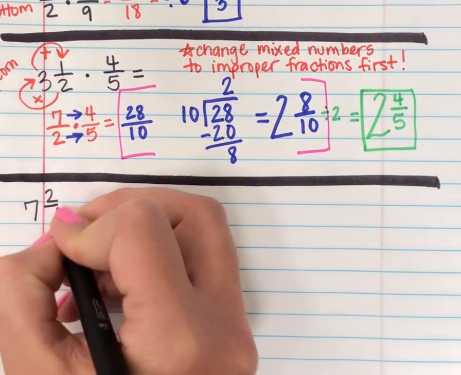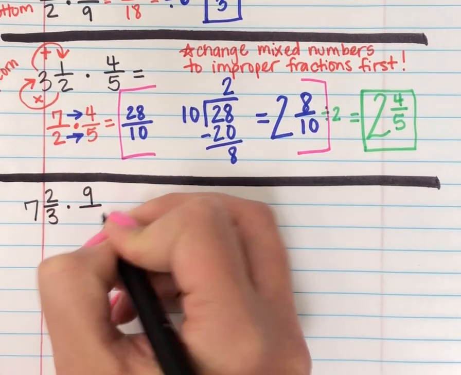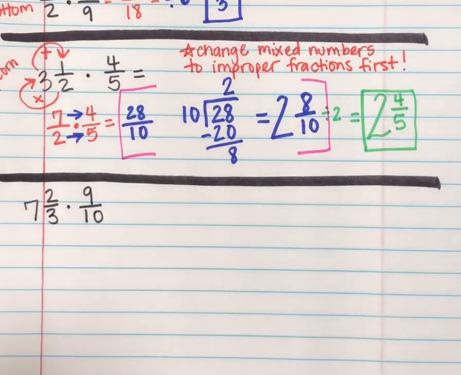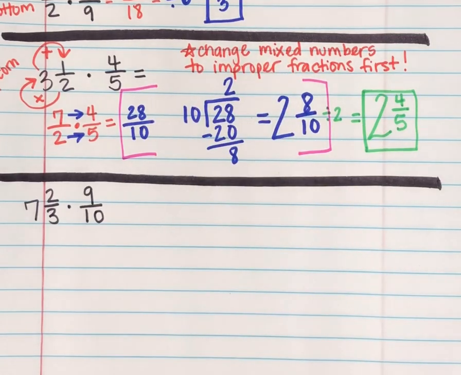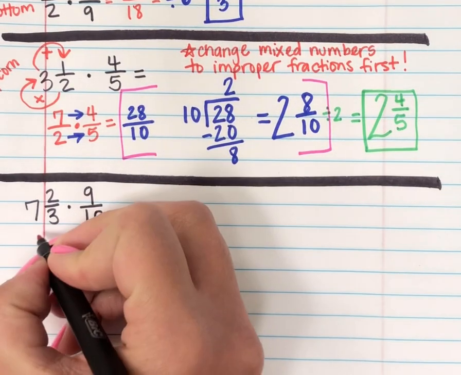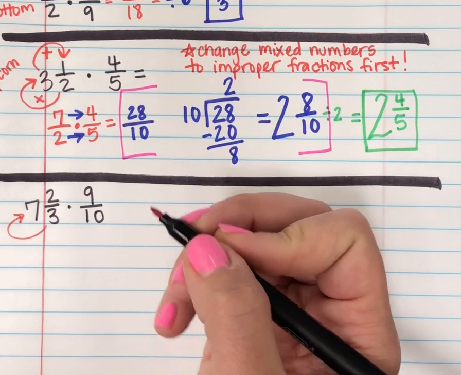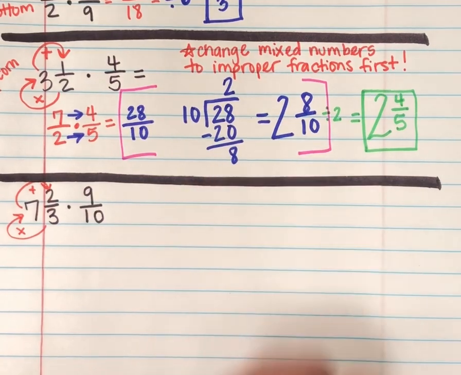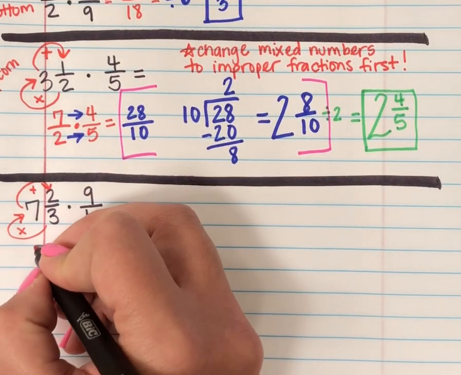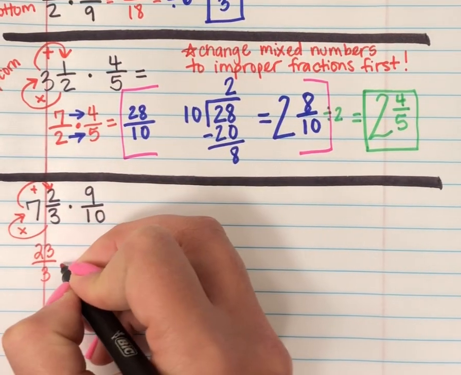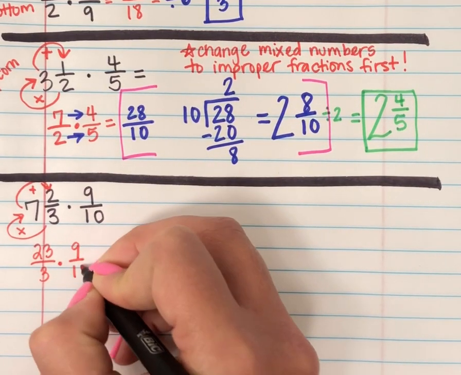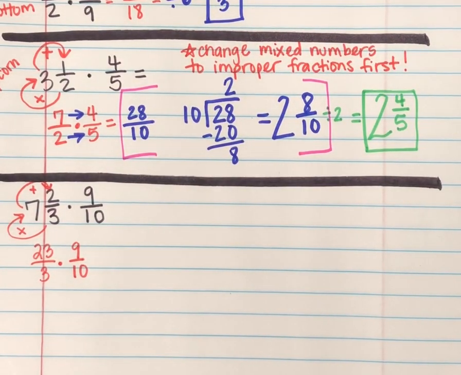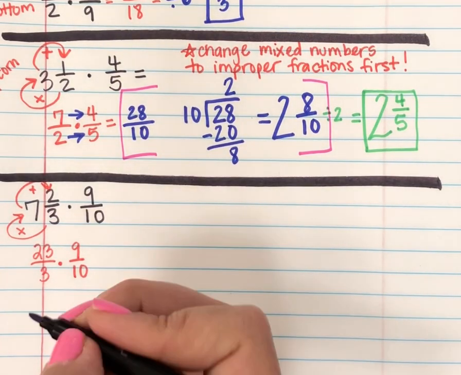7 2/3 times 9/10. Again, the first thing that we're going to do is change our mixed numbers to improper fractions. We did that by doing denominator times whole number. So 3 times 7 is 21, plus 3 is 23. So this is 23/3 times 9/10. Awesome. So then we go back to our rhyme and we continue to just memorize it to multiply fractions.